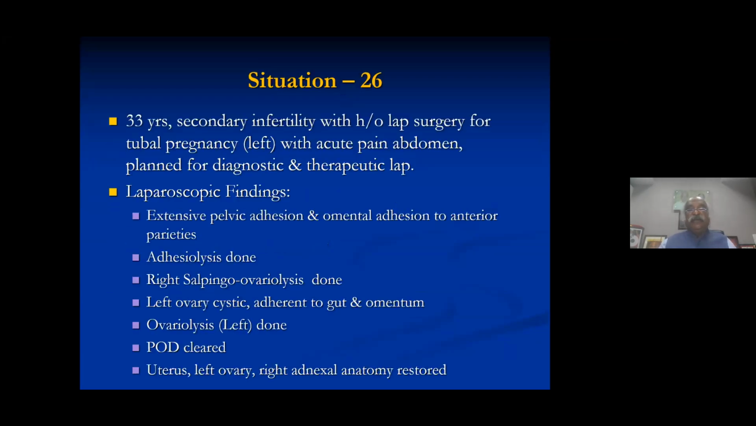33 years, second infertility with history of lap surgery for tubal pregnancy, left with acute pain abdomen, planned for diagnostic and therapeutic lap. There was extensive pelvic adhesion and omental adhesion to the anterior parietes. Adhesiolysis done. Right salpingo-ovariolysis done. Left ovary cystic, adherent to gut and omentum, ovariolysis left done. POD cleared, uterus, left ovary, right adnexa, anatomy restored.